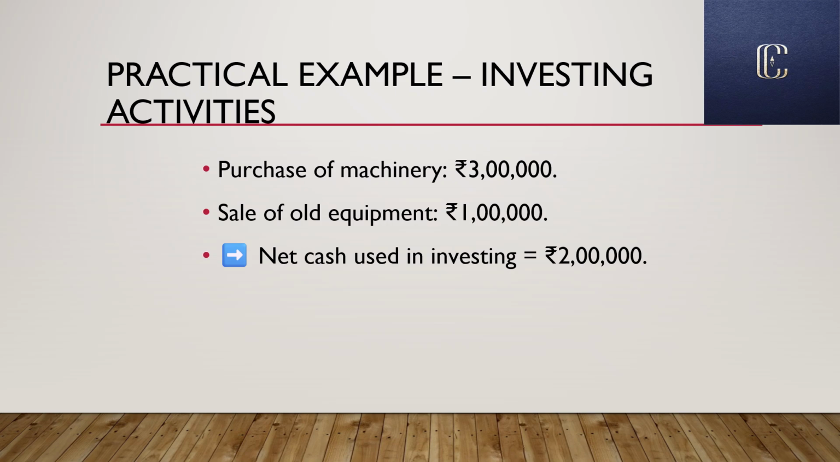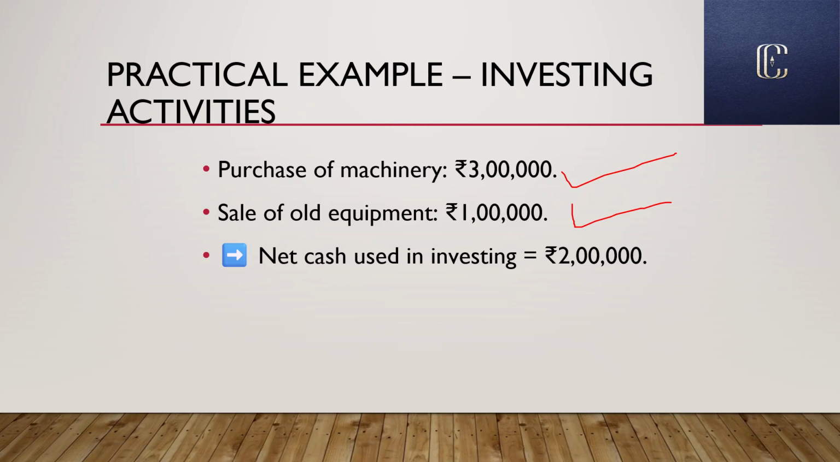Let us see a practical case of a company's transactions. Purchase of machinery for rupees 3 lakh, old equipment sold for 1 lakh. Net cash used in investing is 2 lakh. It is very simple. The difference between 3 lakh and 1 lakh is 2 lakh rupees, the net cash used in investing. Now we should analyze this transaction step by step.